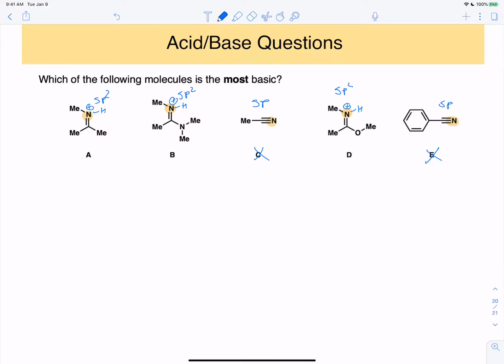A does not have any resonance stabilization where B and D do. In the case of B and D, we're able to put the charge on an oxygen as well or a nitrogen as well. The nitrogen is less electronegative, so it'll be better at stabilizing this positive charge. So through this process of elimination, we get to this amidine being a pretty good base.